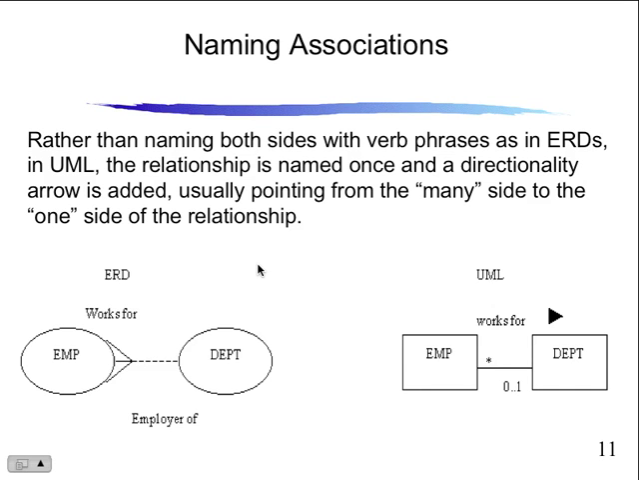The naming of the associations is pretty much the same as the naming of the relationships, except we have many different associations and we only have one relationship. So rather than naming both sides with verb phrases in terms of the entity relationship diagram, in UML we name once and we put a directional arrow that is added to tell us which direction we want to read it in. So it usually points to the many side of the one relationship. So employees work for a department.